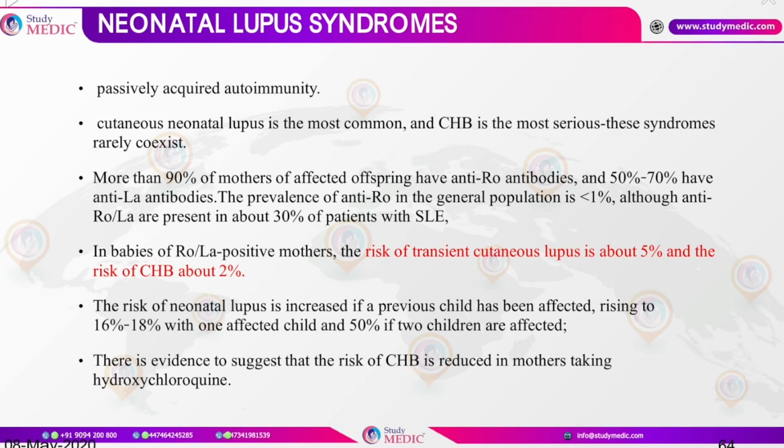Babies of Ro or La positive mothers have a risk of transient cutaneous lupus of about 5%, and the congenital heart block risk is about 2%. If a previous child has been affected, then the recurrence risk is 16 to 18% with one child affected, and 50% if two children are affected.